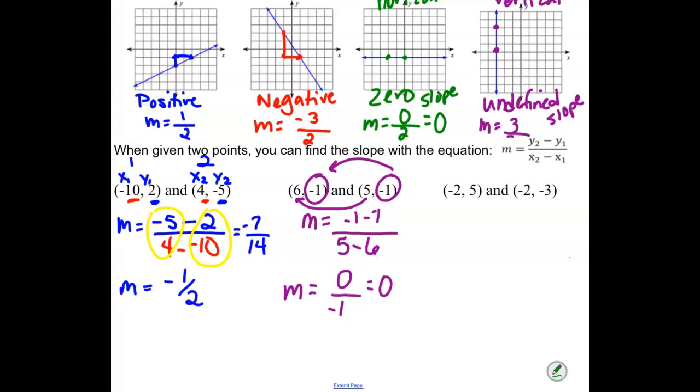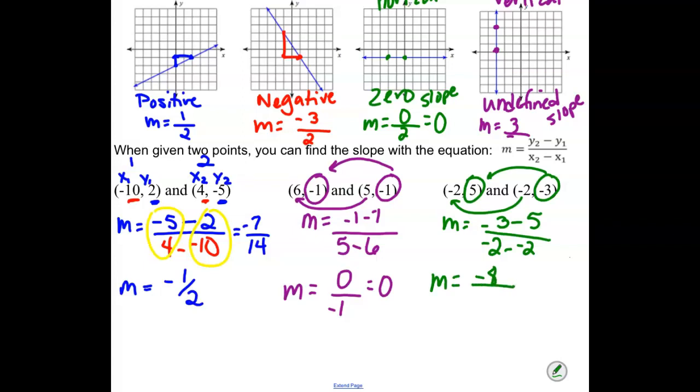Our third example, again, our y values, we're going to subtract. And I'll show you on this one, it really doesn't matter which order we subtract them in. All right, I'm going to do negative 3 minus the 5. Then I have to subtract my x's in the same order, which in this case, they're the same number. And here we do run into a little issue. Negative 3 minus 5 is negative 8, but negative 2 minus negative 2 is 0, and we are not able to divide by 0, so this is undefined. And if you had actually plotted those 2 points, you should have seen a vertical line.